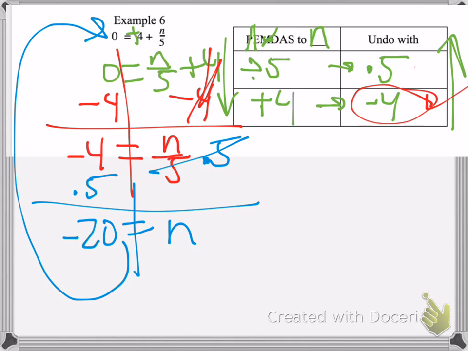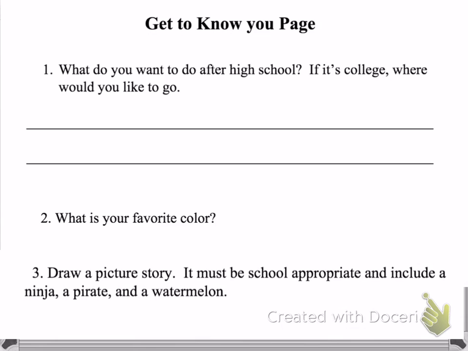So that's it on the instruction. There is a get to know you page. This was to kind of keep our booklet in a nicer way. Yes, you do have to do it. It won't take you very long.